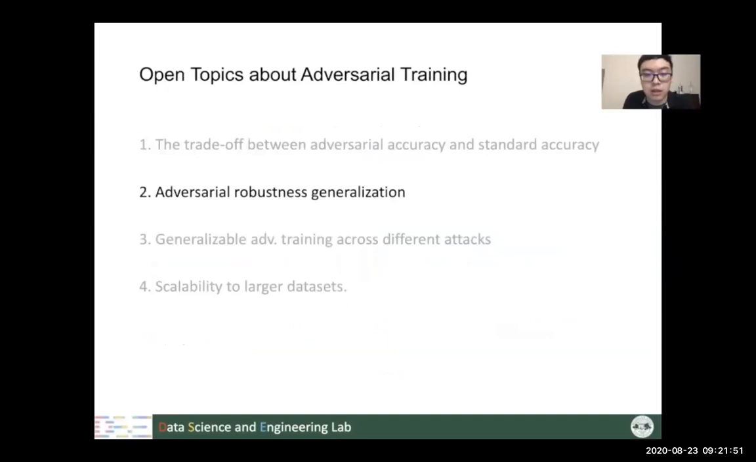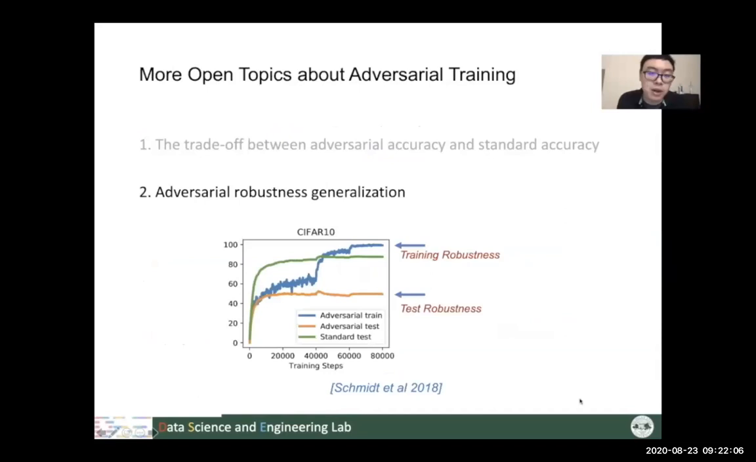And here is another very big topic about adversarial training, which is called adversarial robustness generalization. So here is the story. When we are doing natural machine learning training, actually we don't suffer too much from overfitting. We can implement some strategies like early stopping to resolve the overfitting issues. However, that is not the case for the adversarially trained model. So here is an experimental result, which shows that when we are doing adversarial training on the CIFAR-10 dataset, after we train to some stage, the training robustness can improve to a very high level. But that cannot give any benefit to the test robustness.